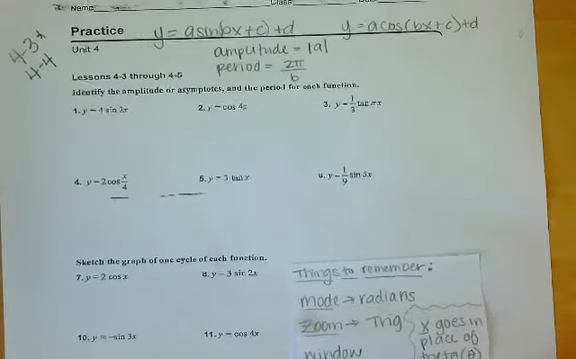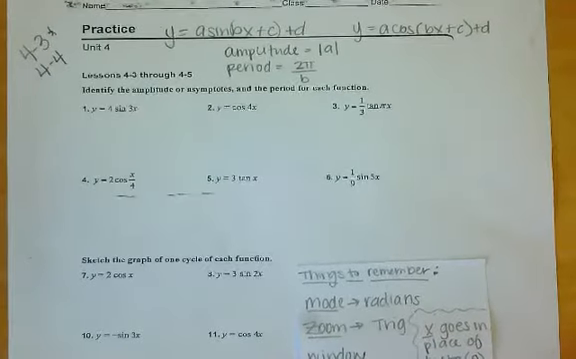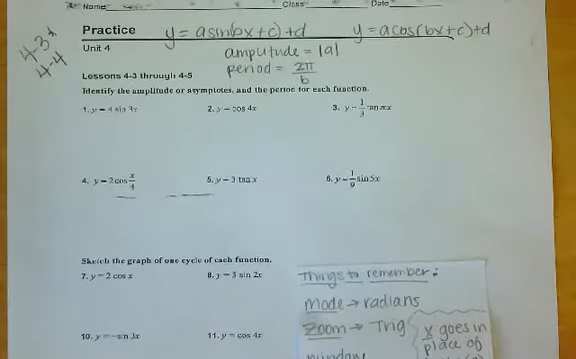Section 3 and Section 4 I've combined together. They're both finding the amplitude and period of the sine and cosine function. Section 3 was the sine function, Section 4 was the cosine function. However, you do the same thing to find amplitude and period for both, so that's why I've combined them together.